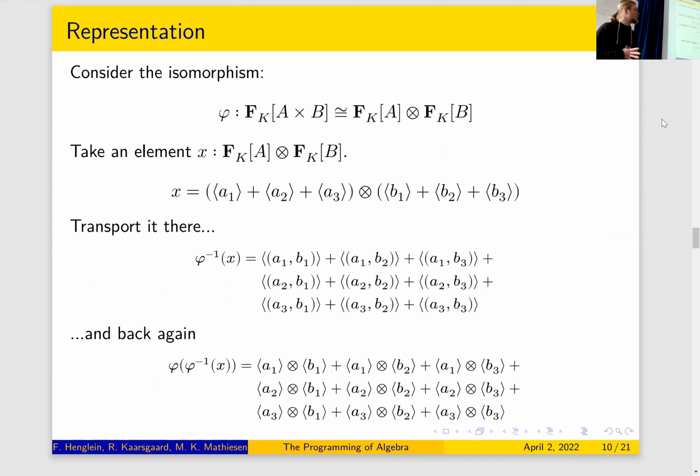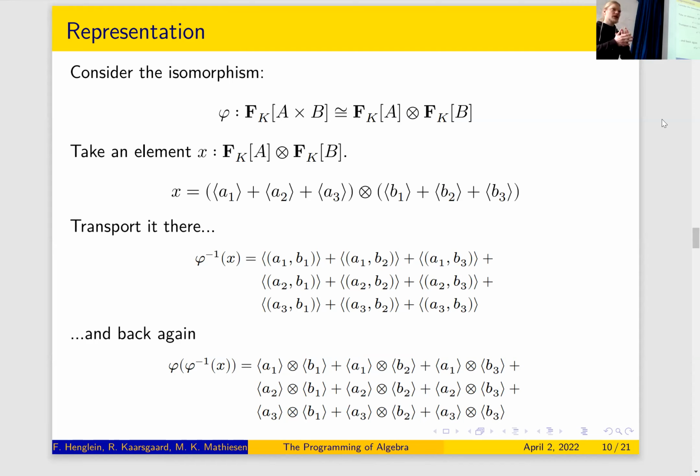So consider this isomorphism between the free module over products, which is isomorphic to the free modules over each of the sets, taken with the tensor product over these. Take some element of the tensor product, something like this. So we can write elements down like this. We have some sum of basis elements, and then tensor another sum of basis elements. And let's consider what happens if we transport it via this isomorphism.